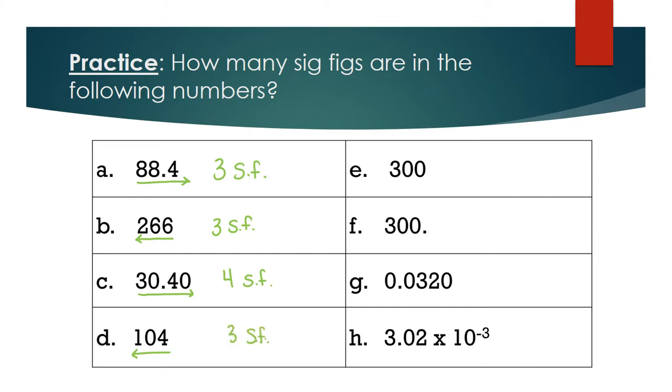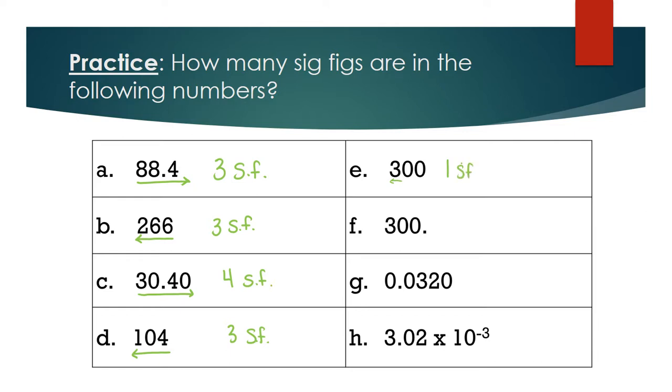In example E, we have 300. Decimal is absent, so we use the Atlantic rule. Go from the right, go to the left. You start at your first non-zero. So my very first non-zero is this 3, and that's all I have. So this is 1 sig fig.